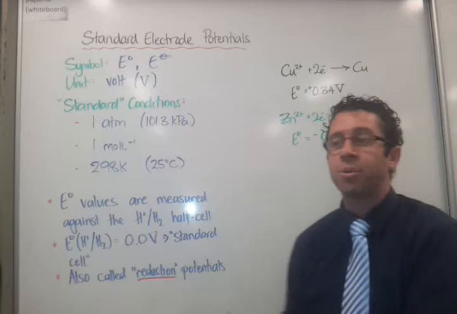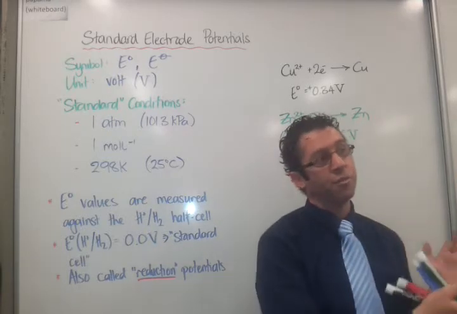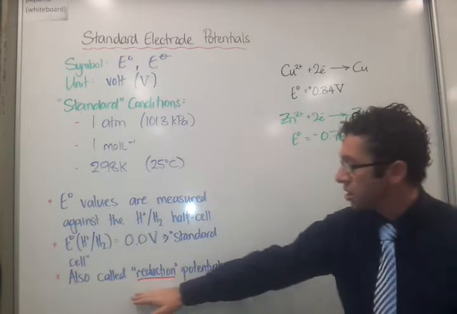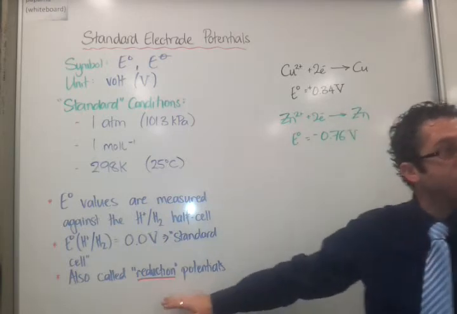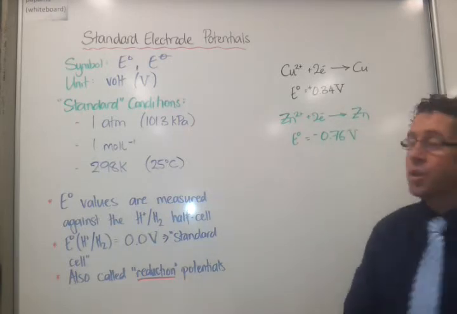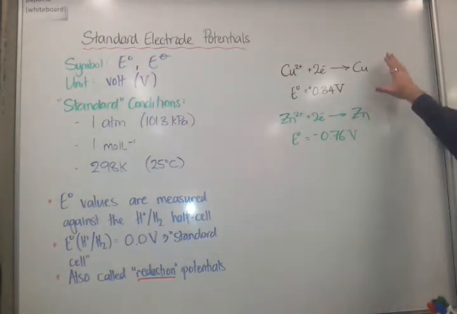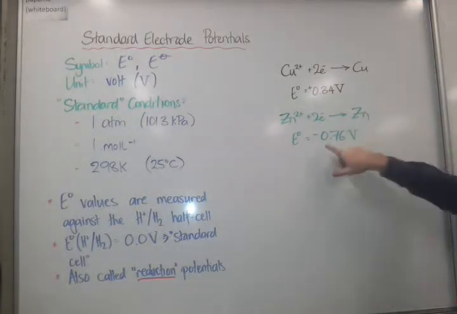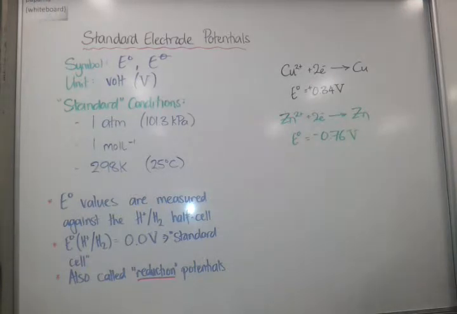But because we are always putting the other half cell on the reduction side, the cathode, then we sometimes call these reduction potentials, and that's a really good way to look at it. So if I look at a data table for what we did, the copper reduction potential, or electrode potential, is 0.34 volts. The zinc one is negative 0.76.